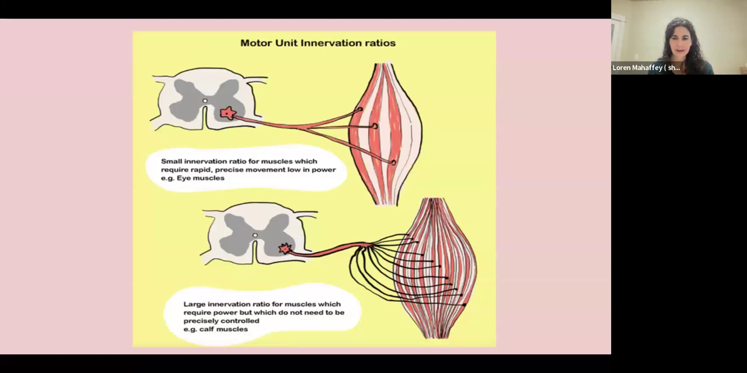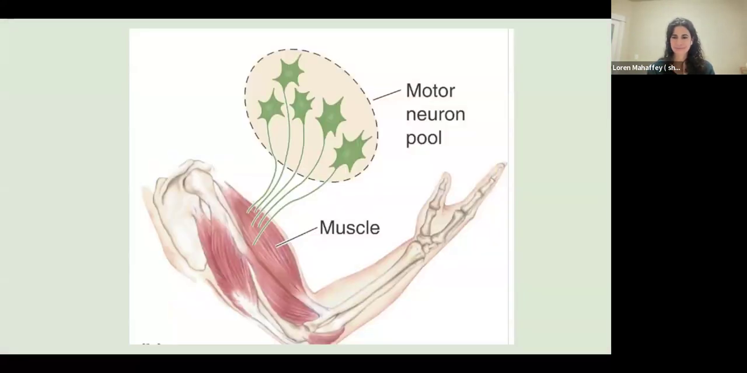What we understand from that is that the more motor units that are recruited, the more contractile force is generated by the muscle. The last term that we'll learn is a motor neuron pool. A motor neuron pool is the collection of all the motor neurons that innervate a single muscle.